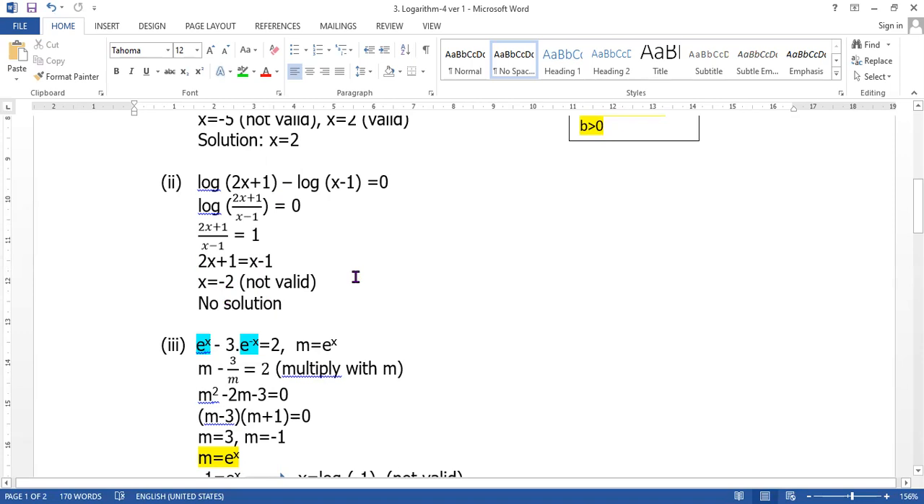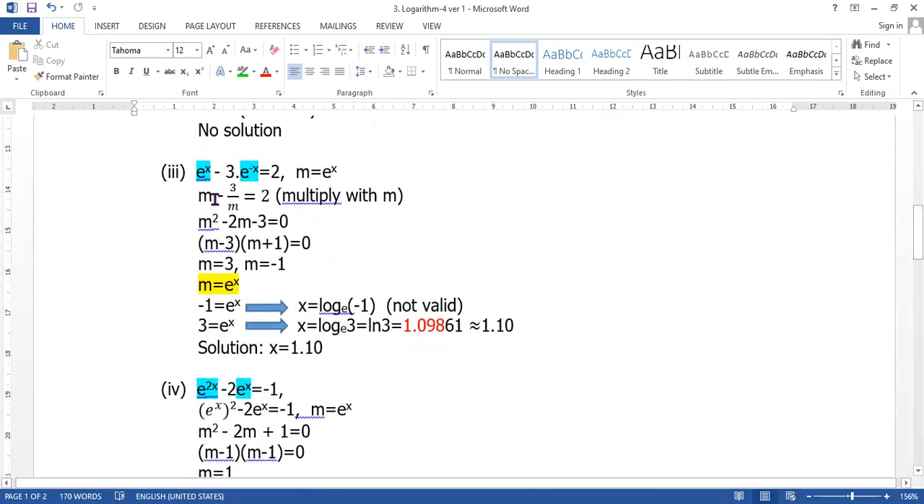equals minus 2. And then we check x equals minus 2 in the initial equation here. Minus 2 times 2 is minus 4, plus 1 is minus 3. Not available. So we don't need to check the other. So x equals minus 2 we can skip as a solution. So there is no solution for this equation.